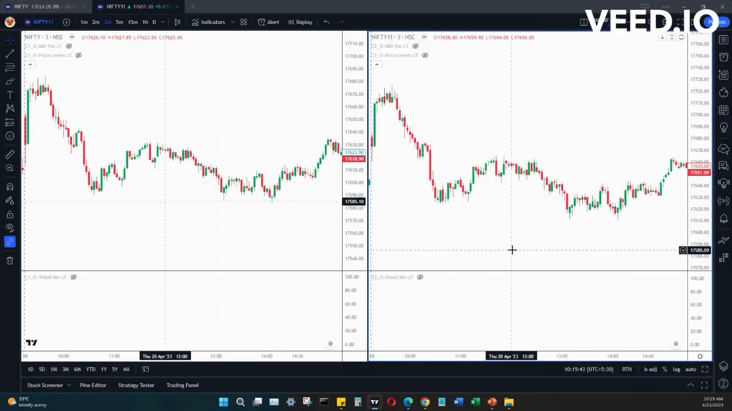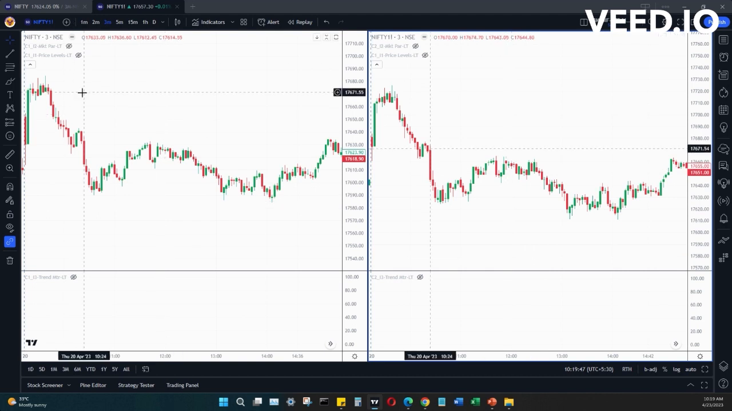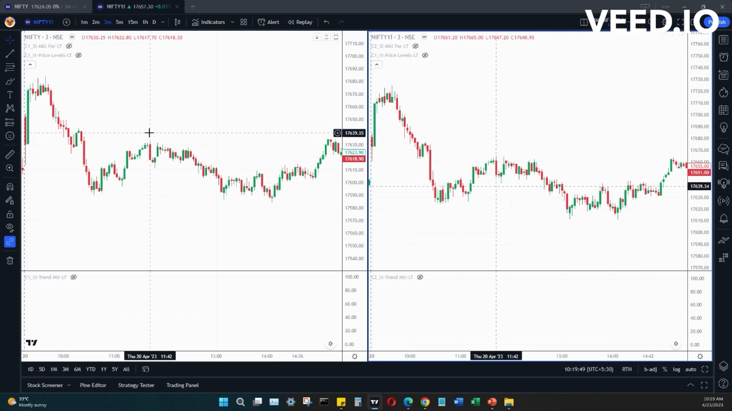Great. So this is the TradingView chart. It's a two-view chart. We have the Nifty part, Nifty futures, side by side, set to a 3-minute time frame. I have hidden the indicators. Before we bring them on, let's look at the price action for April 20th.